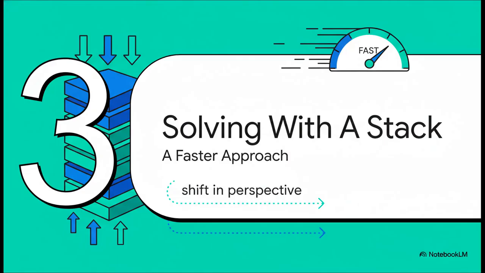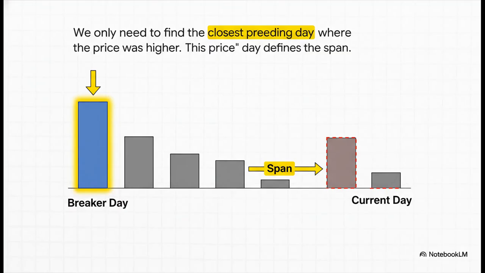Okay, theory time is over. Let's actually put this thing to work. So how in the world does this last in, first out idea give us such a huge speed boost? Well, it all boils down to one really clever change in how we look at the problem. And this right here, this is the aha moment. Instead of looking back and counting every single day over and over again, what if we just asked a different question? What if we only cared about finding the closest previous day where the price was higher? Think about it. That's the day that breaks our streak.